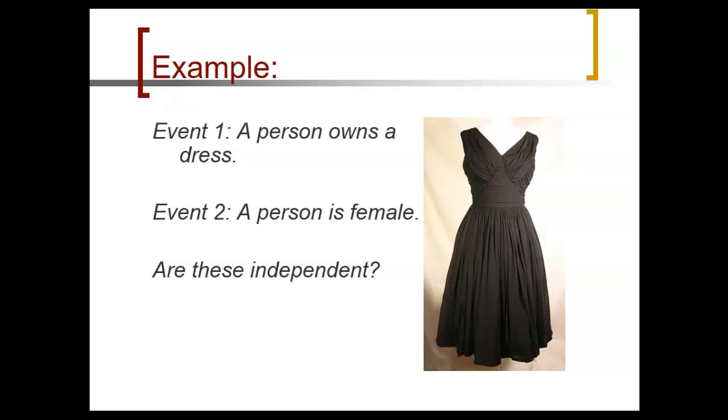So if I tell you such and such a person owns a dress, you don't know for sure that they're female, but it makes it more likely. So these are not independent. They do affect the probability of each other.